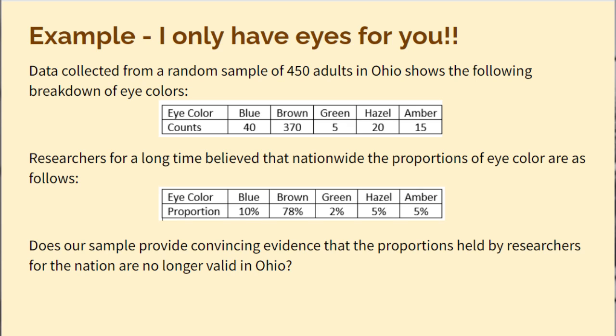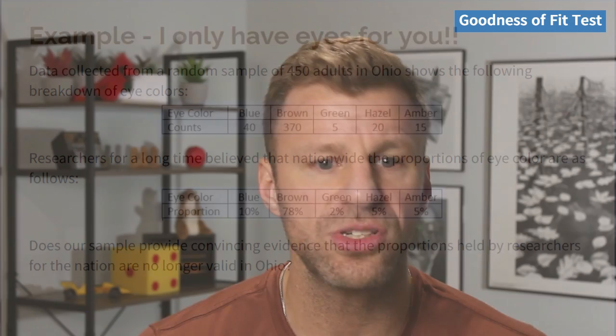So does our sample provide convincing evidence that the proportions held by researchers for the nation are no longer valid in Ohio? All right, so step 1 is going to be naming the test. This is only one variable here, eye colors.